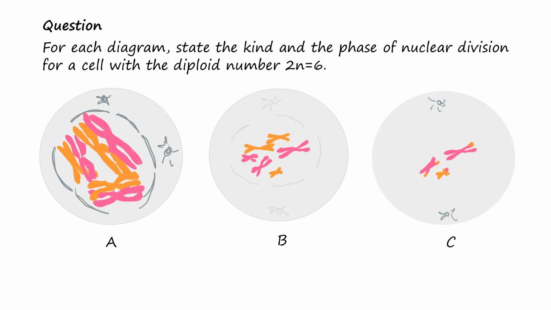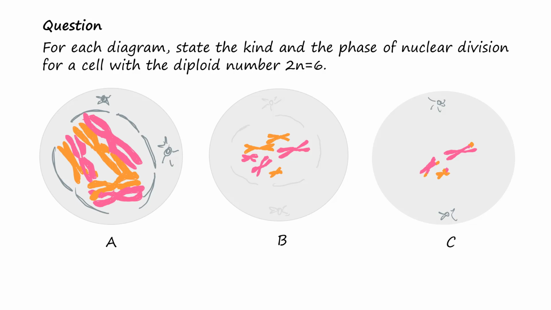Question. Both mitosis and meiosis, though continuous processes, are said to be in a particular phase of cell division based on characteristic events occurring in the cell. Given that the cells shown in each slide are from mitosis, meiosis 1, and meiosis 2, though not necessarily in that order, and have a diploid number 2n of 6, state the type and the phase of nuclear division of each cell shown.